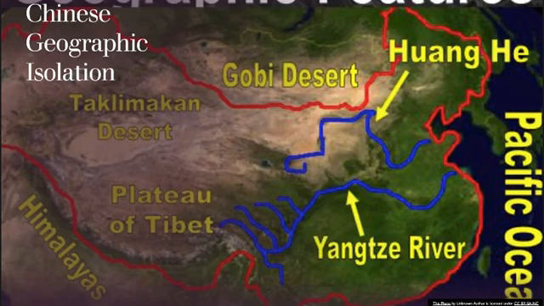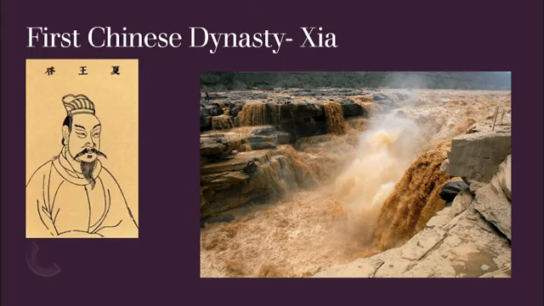So, questions on the geography of China. All right, so let's talk about the very first ever Chinese dynasty. It's called the Xia. And it was created by the man whose picture this is on the left.